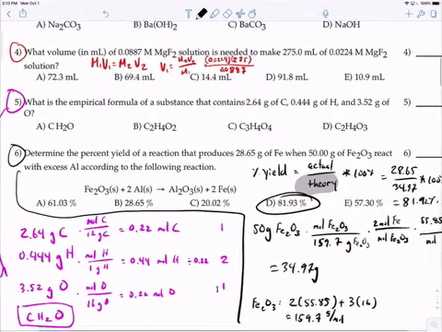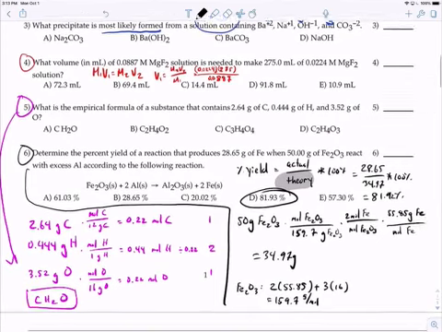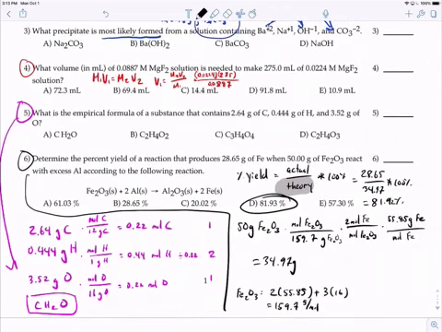So questions on this one, you have to figure out the theoretical yield. You're given the fact that iron oxide is the limiting reagent. So you get the theoretical yield of iron, and then taking the actual divided by the theoretical times 100% gives you the percent yield. Questions with this one?